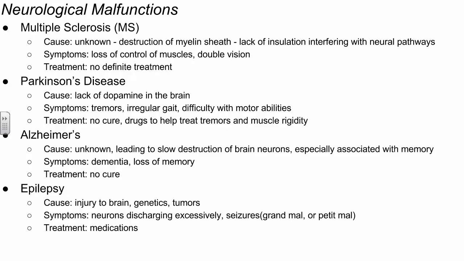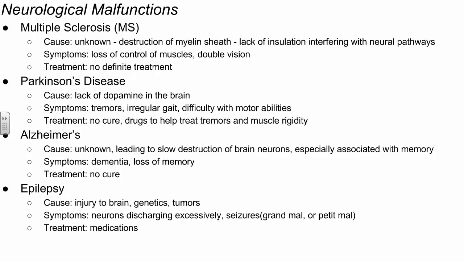and it's due to damage to those neurons. Finally, the last one we'll talk about, epilepsy. It can be caused by genetics or a tumor or just a general injury to the brain. In epilepsy, seizures are a result, and they can be grand mal seizures, which are convulsions where a person loses complete control of their body.